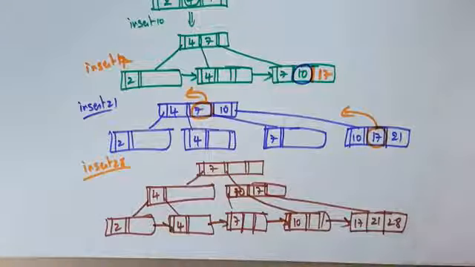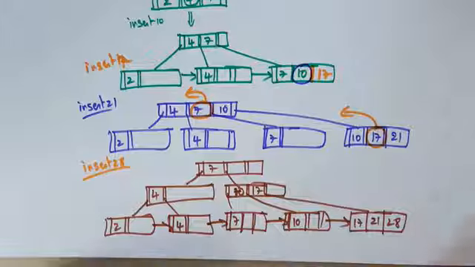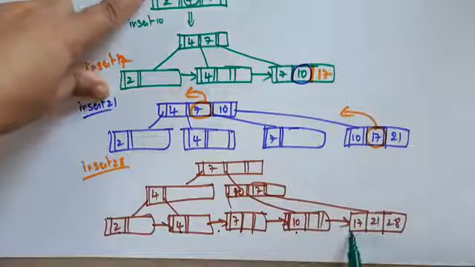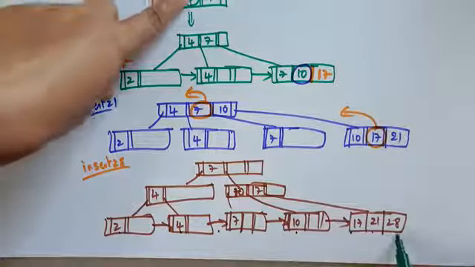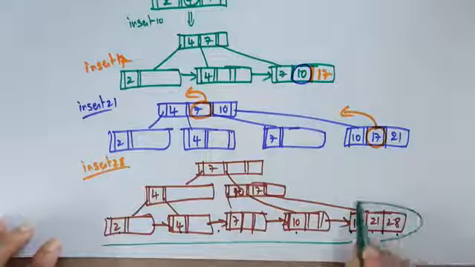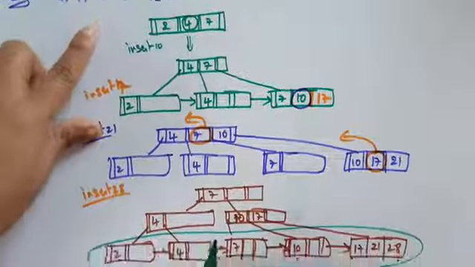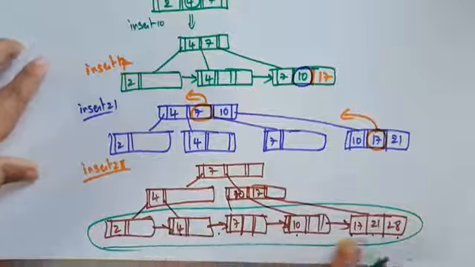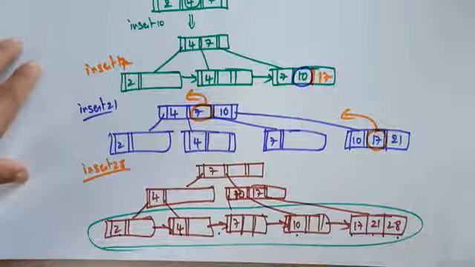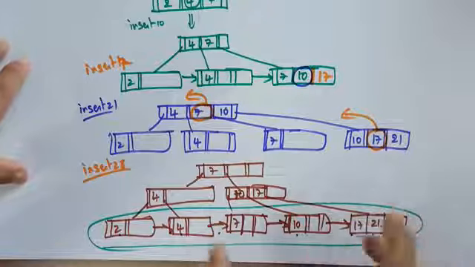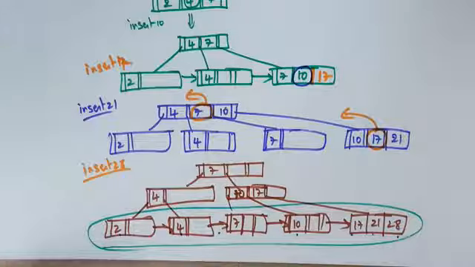So now have a look. All the data items like 2, 4, 7, 10, 17, 21, 28 are in leaf nodes. So all the data pointers that we entered have reached the leaf nodes, because in the B plus tree the actual data pointers will be present on the leaf nodes. So this is the concept of the B plus tree. Thank you.